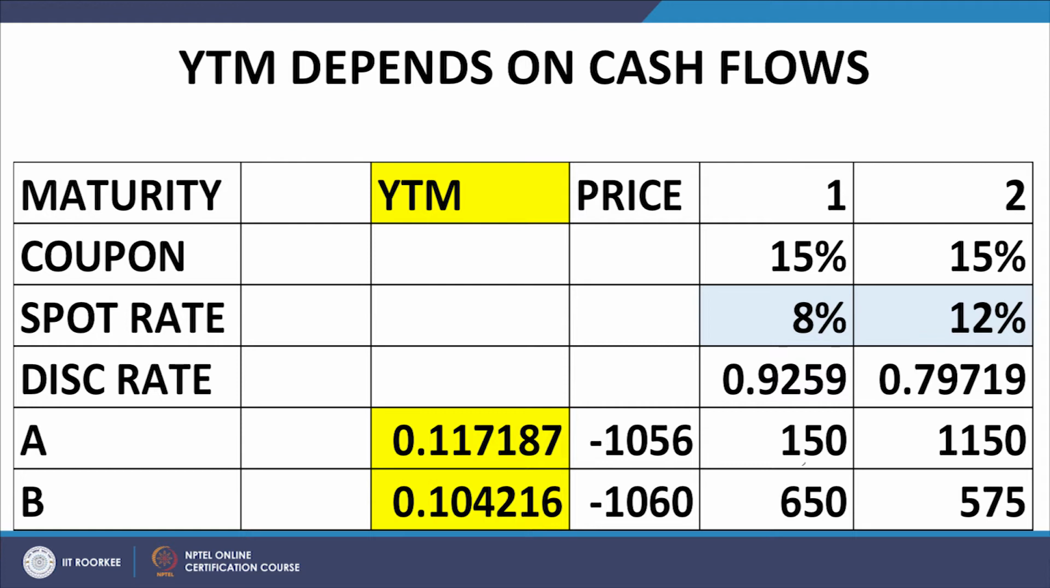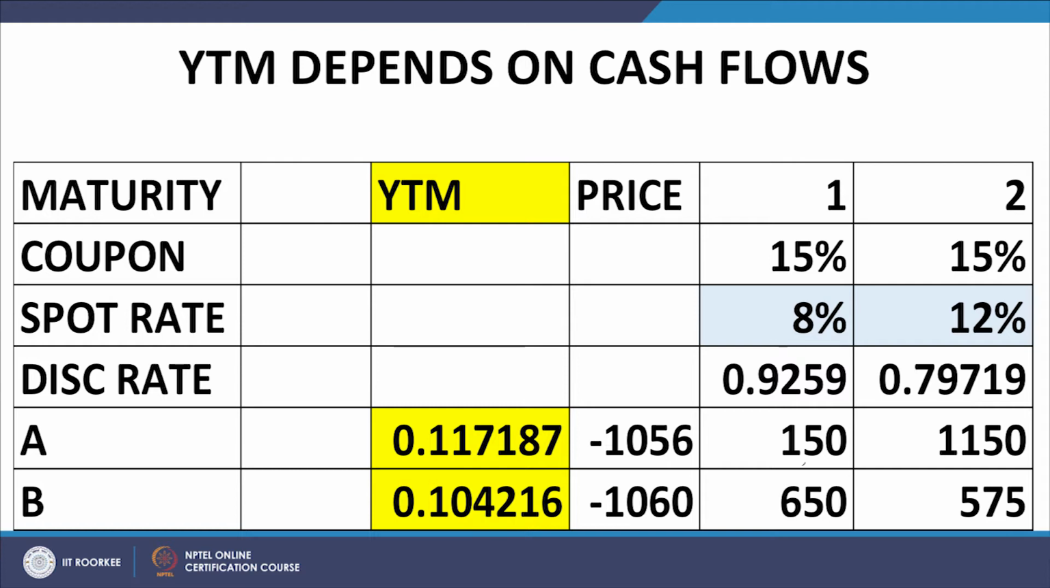So, the net cash flows for bond A are 150 and 1150 respectively for the first year and second year, and for bond B it is 650 and 575 for the first year and second year respectively. And when we work out the YTMs, we find the YTMs to be 11.72% for bond A and 10.42% for bond B. So, it is quite clear that the pattern of cash flows determines the YTM of the instrument, or the YTM is dependent upon the pattern of cash flows of the instrument.